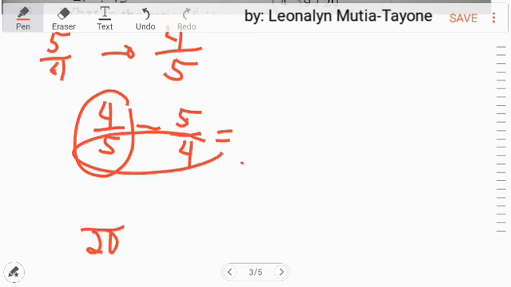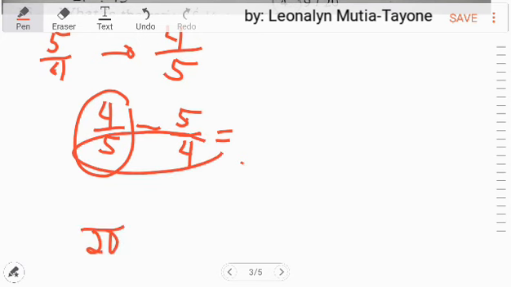Solution number 1. Multiply both sides by 20. Saan natin nakuha yung 20? 20, yan yung least denominator ng dalawa. So, 1/4 ang isa ay 3/5. I-multiply natin ang both ng 20.